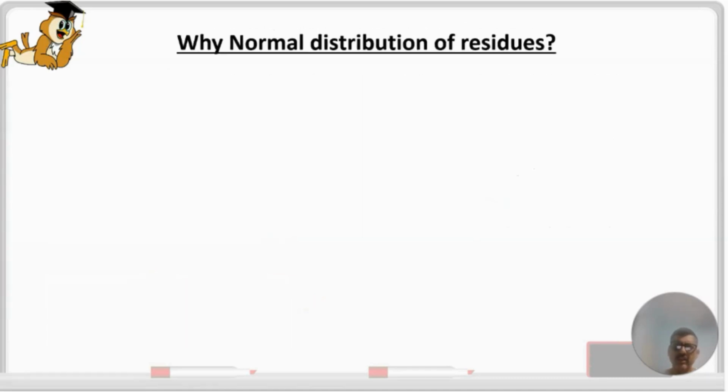So what's the big deal? Why should the probability distribution of the residuals be the normal distribution?